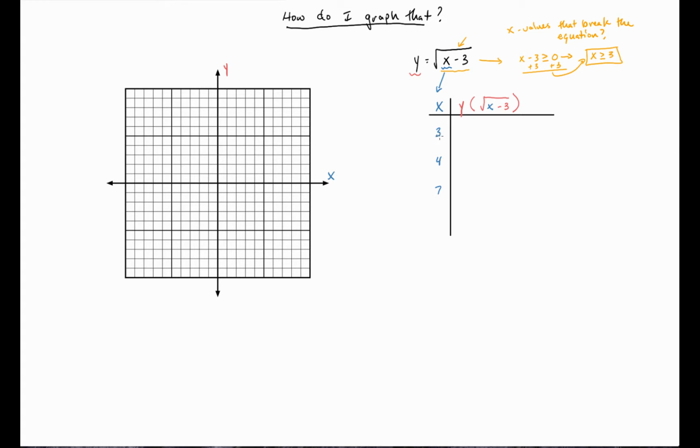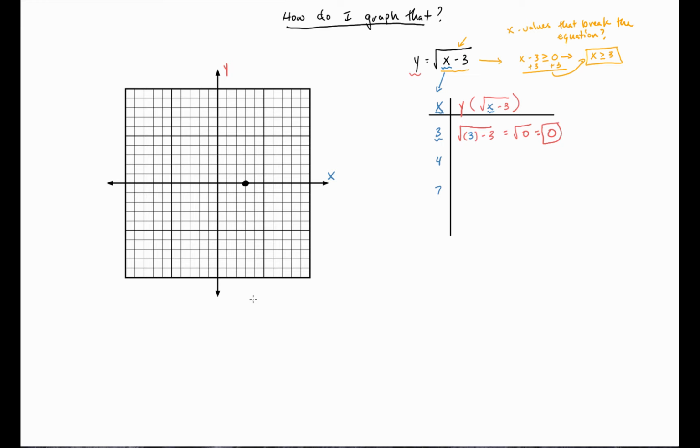Now, the 3 should be pretty easy to figure out, right? 3 is the smallest number we're allowed to pick. So let's go ahead and plug that into the equation. Now, if you notice here, when I plug in x, I put an x there. So now I'm going to plug in 3, so I'm going to put a 3 there. So now I have the point 3, 0 as one of my points. So let's go ahead and plot that. So now I have a starting point.